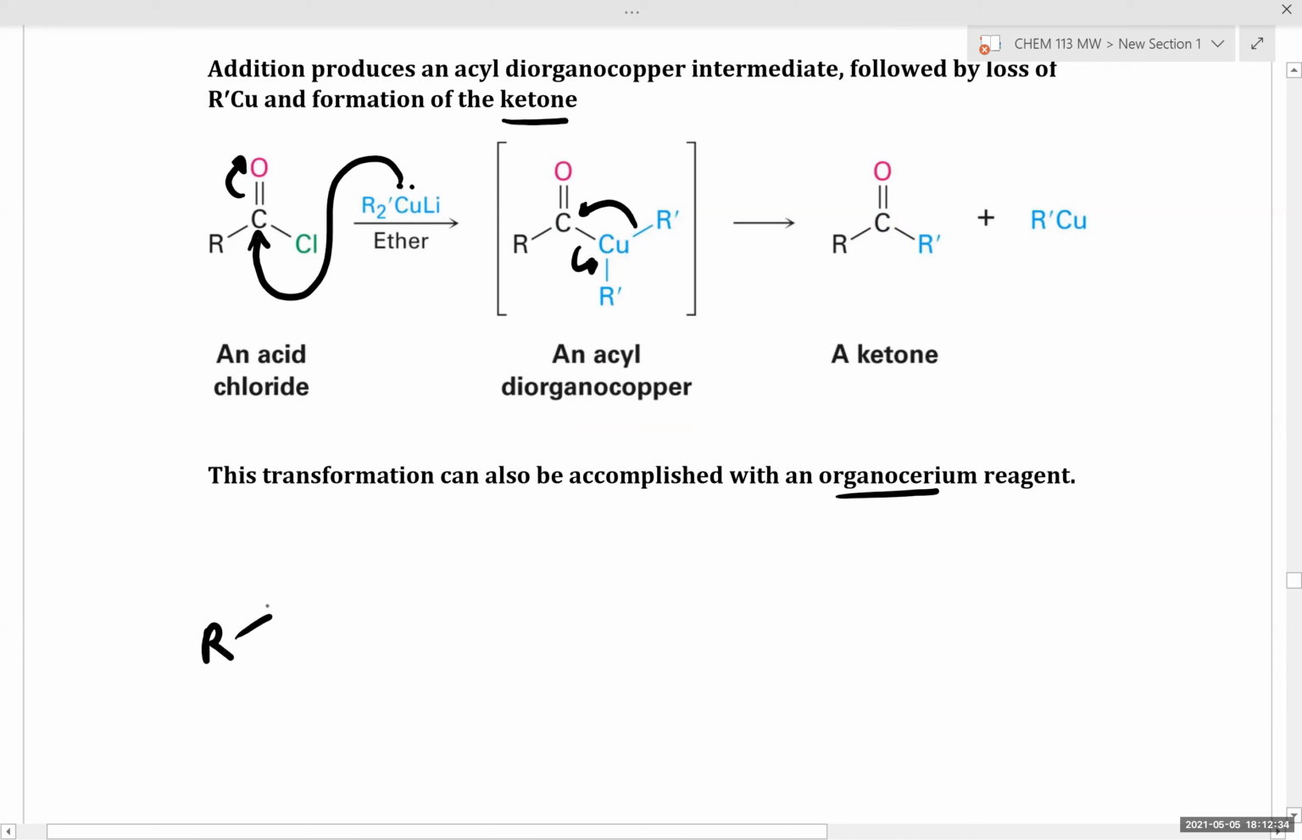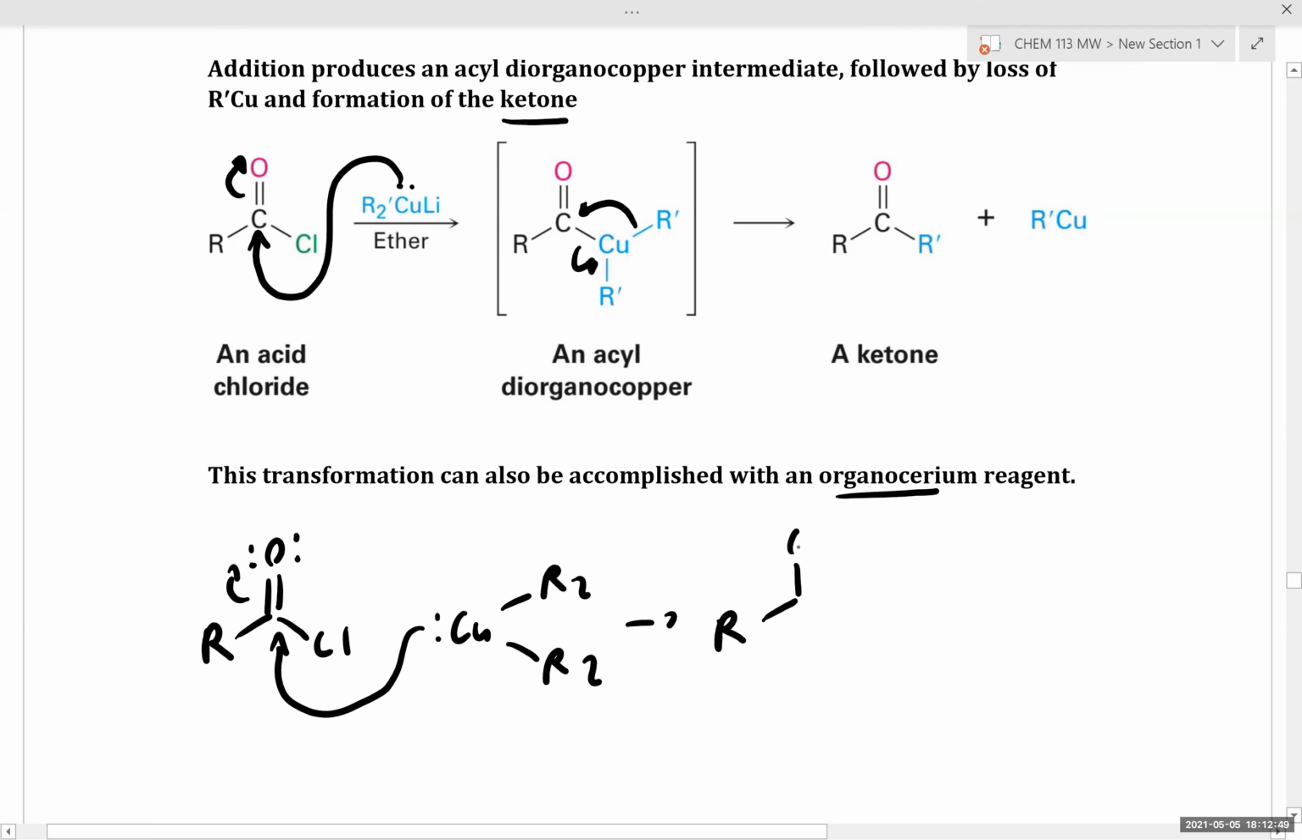So just to redraw this mechanism for our reference, first our organocuprate reagent will attack and add into the electrophilic carbonyl carbon. From here, we'll then kick out our leaving group, which is chloride.